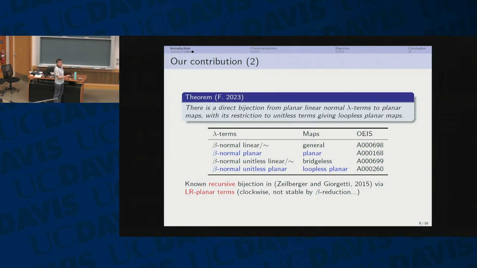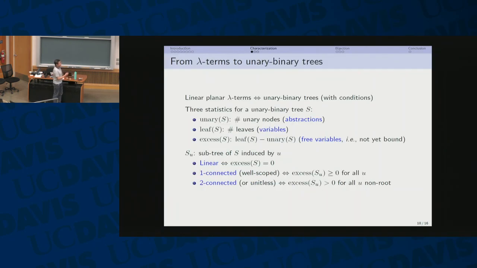Anyway, so now these are the contributions, and now we'll look at the bijections. For the bijections, I will only be looking at unary-binary trees because we have said that for linear planar lambda terms, we only need to look at this skeleton. And for this, I'll need some statistics.